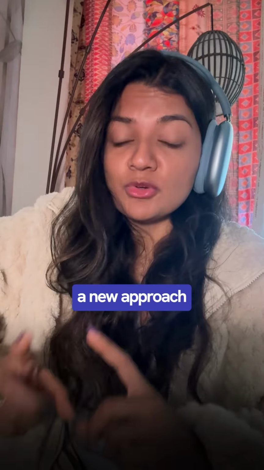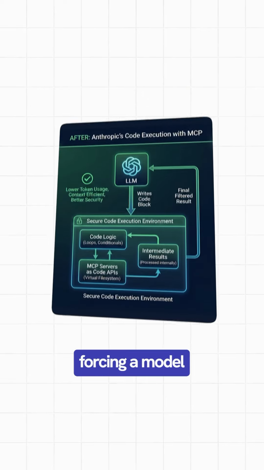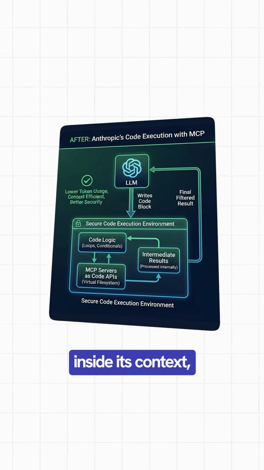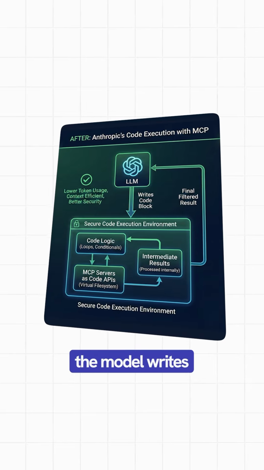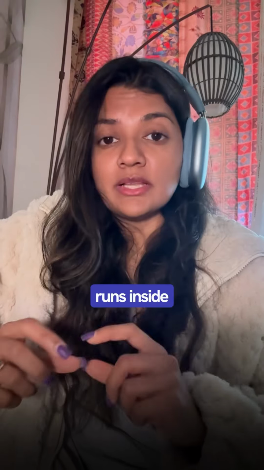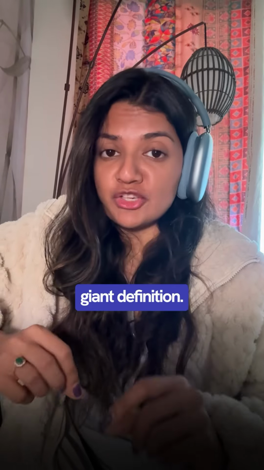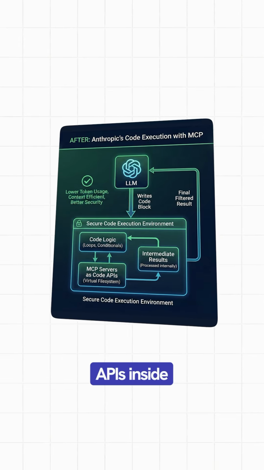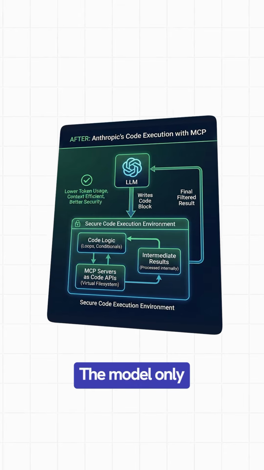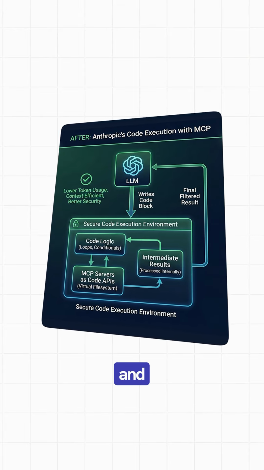Now, here is a new approach Anthropic is introducing. Instead of forcing the model to carry all the information inside its context, the model writes a small block of code. That code runs inside a secure execution environment. The tools are no longer giant definitions. They show up as tiny code APIs inside of virtual file systems. The model only reads what it needs and when it needs it.